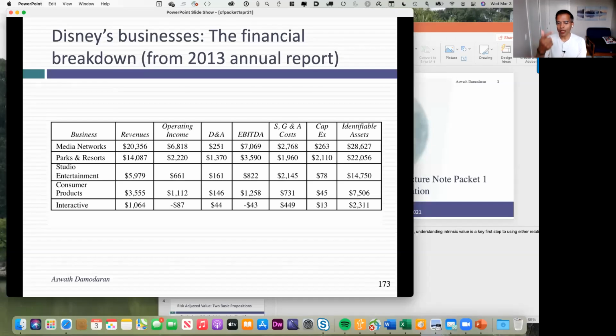So broadcasting, theme parks. Then you have the studio entertainment business, which is a movie business. And that includes old Disney animation, but it also includes Pixar, Marvel, and a whole host of other smaller studios.